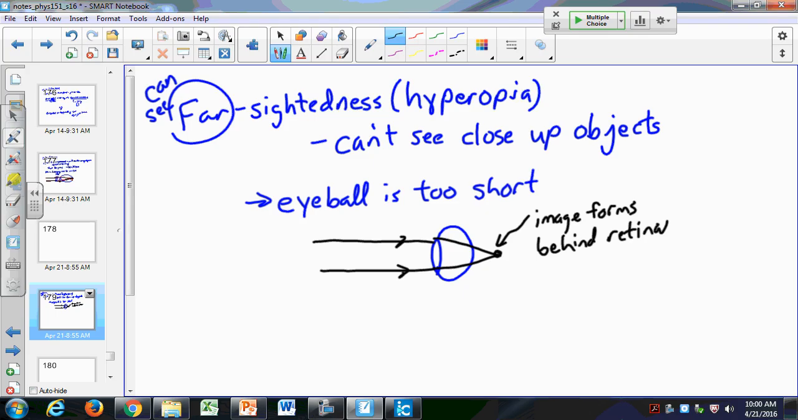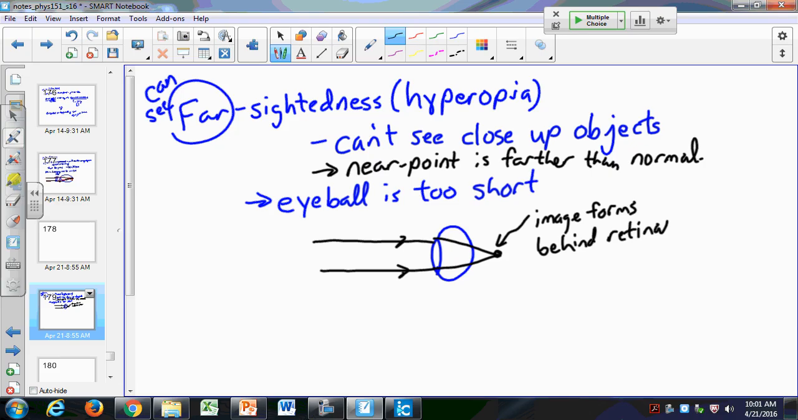And so you don't get an image at all, because if you're trying to get your image right here, the rays don't cross, and you just get a really blurry image right there, or no image at all. So the eyeball is too short. And for these people, their near point is farther away than normal. So whereas you can see your finger like right up to here, these people might not be able to see their finger, but like maybe out here, pretty far away.